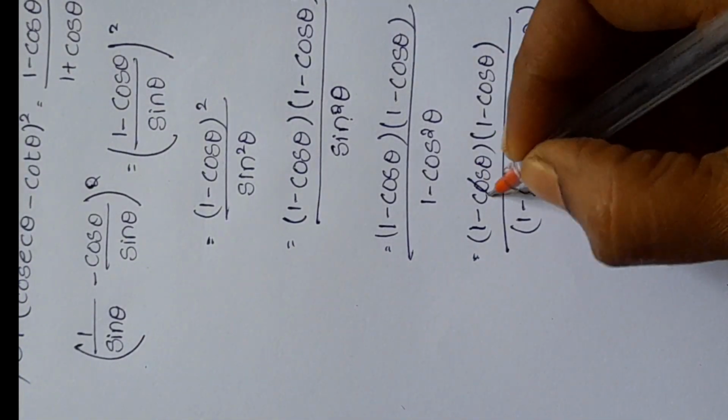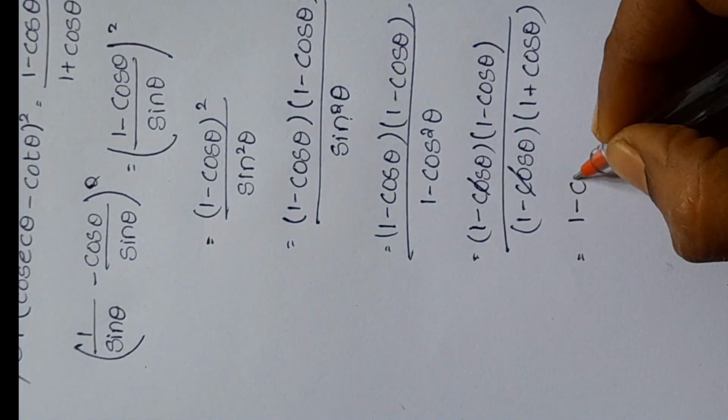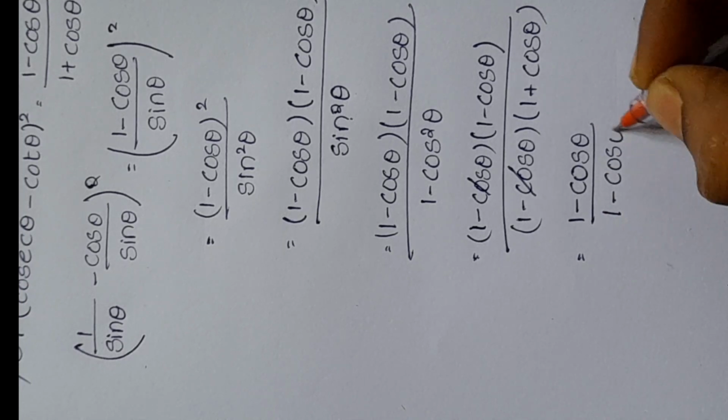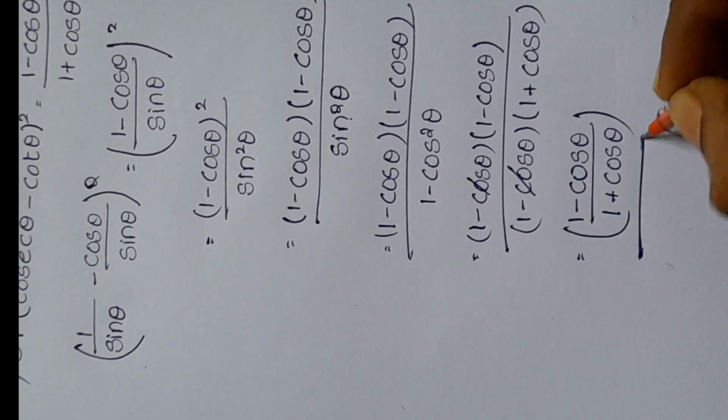So 1 minus cos theta and 1 minus cos theta gets cancelled. The denominator is 1 plus cos theta. So 1 minus cos theta by 1 plus cos theta. This is the required answer.